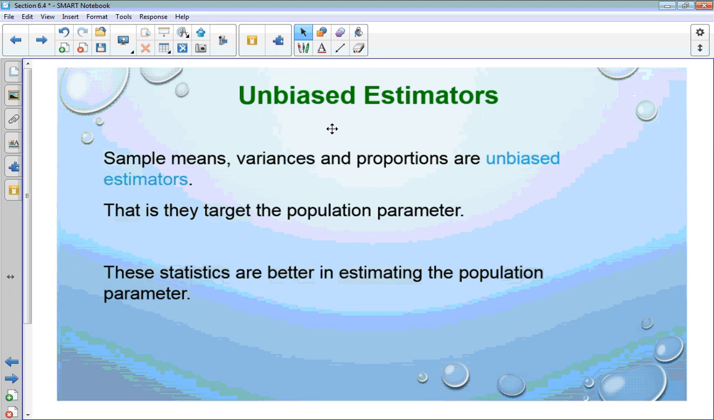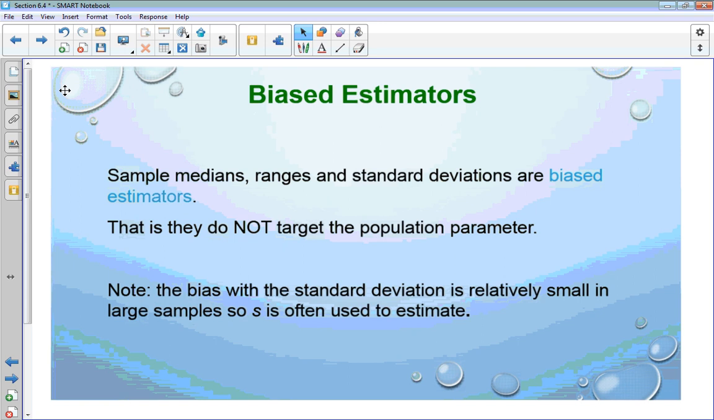Unbiased estimators, that means that they are good estimators that can be used for the population parameter, and those are the sample means, the variances, and the proportions, and we just talked about all those. These statistics are better than the other ones we're going to talk about in estimating the population, because then we have biased estimators, and those are not good for targeting the population parameter. So those are sample medians, ranges, and yes, standard deviation.